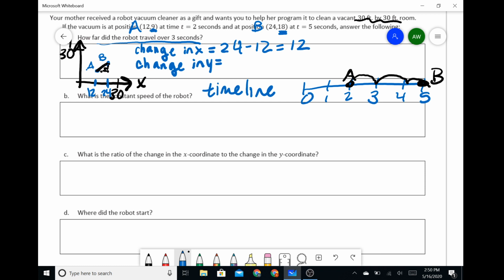Okay, Naishan, don't know how to find y. That's totally okay. We just have to think about the fact that we're doing the same thing where we're finding the change, right? And when we see how much did we change, we're going to subtract. So our two y values are 18 and 9, right? So we're just going to subtract 18 minus 9.